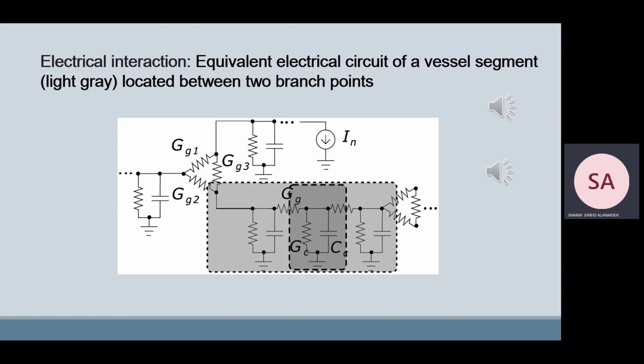Electrical interaction: equivalent electrical circuit of a vessel segment laterally located between two branch points. The activation of TGF in a nephron causes a membrane depolarization and a contraction of the smooth muscle corresponding to the afferent arteriole. The cells of the renal vessel are coupled electrically by gap junctions.